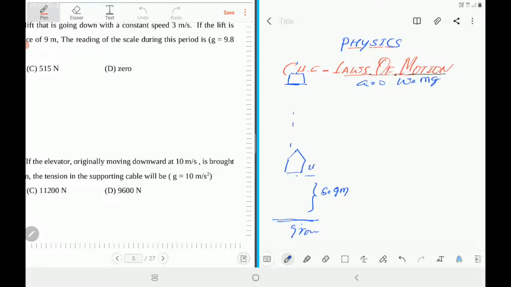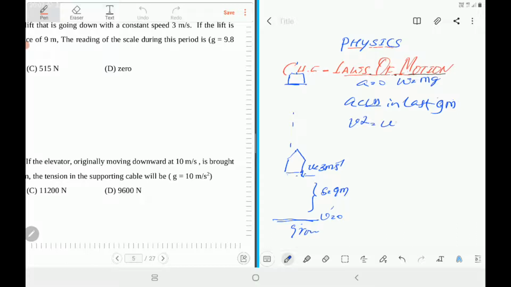Means the velocity initially when it reaches this level is 3 meter per second. That velocity becomes 0 in a time interval. Not a time interval, he has given distance, in this distance. So from here to here, in this period, you can find the acceleration in the last 9 meters. That's actually deceleration.